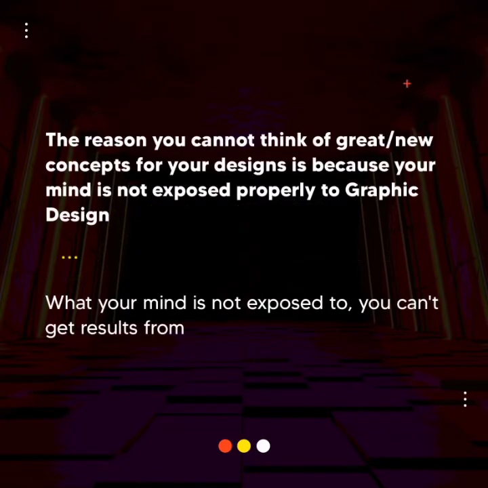The reason you cannot think of great concepts, or we say you cannot think of new concepts for your design, is simply because your mind is not exposed properly to graphic design. And what your mind is not exposed to, you can't get results from it. You see, most graphic designers nowadays, our mind is not really exposed to graphic design. And that's why we realize that whenever we are trying to come up with concepts for our designs, we find it very hard.